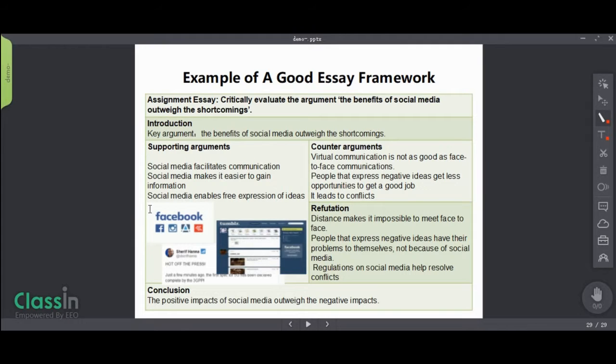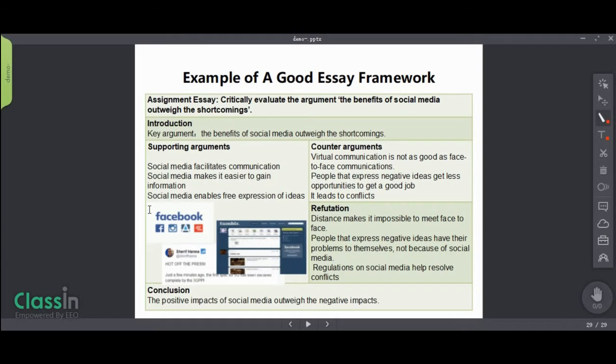For example, here, let's look at this specific assignment. In this assignment, you're asked to critically evaluate the argument that the benefits of social media outweigh its shortcomings. By using the structure we just introduced, first of all, we will have to state your central argument. Are you for or against this viewpoint? In this example, it agrees with the assignment argument.